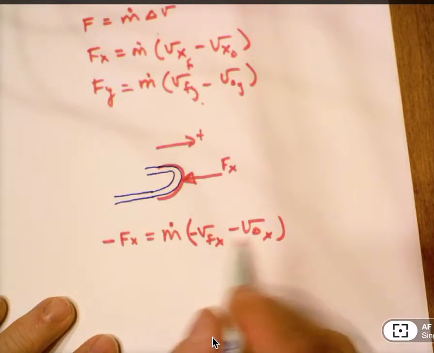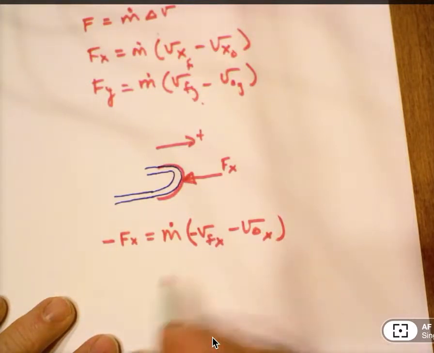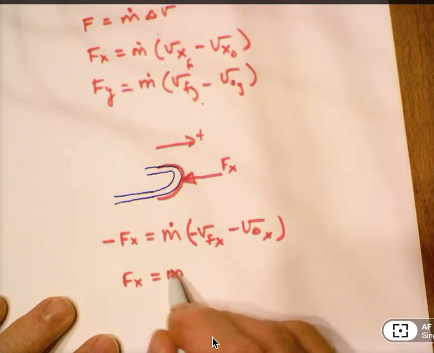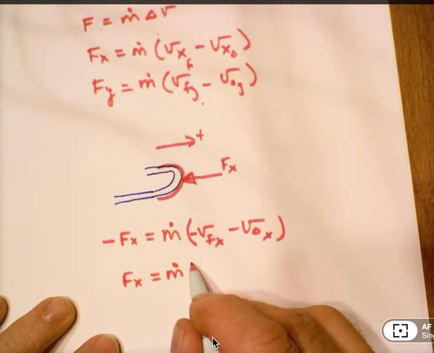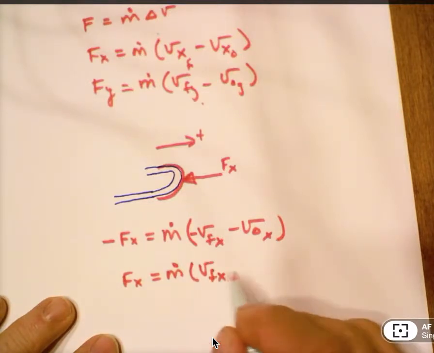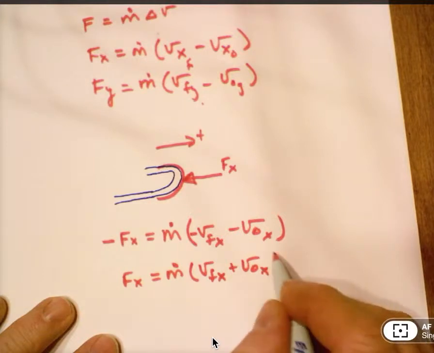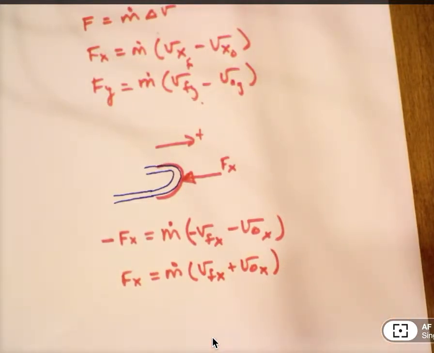These don't cancel each other out. They end up doubling. And the force in the x then would equal mass flow rate, doing the algebra here, times final velocity in the x plus initial velocity in the x. And that would be double the velocity. And really, that's all there is to it. That is, in and of itself, the impulse and momentum principle for fluid mechanics.